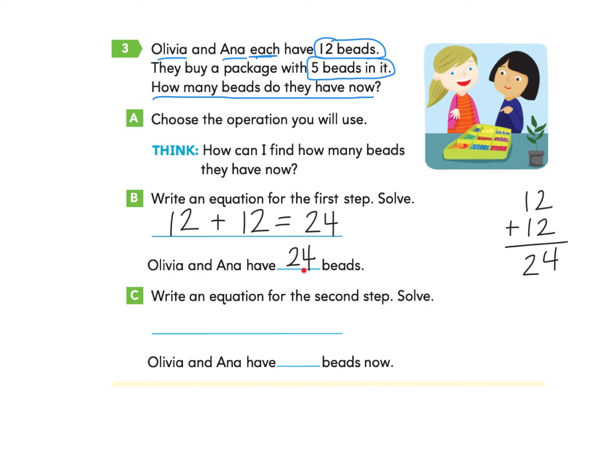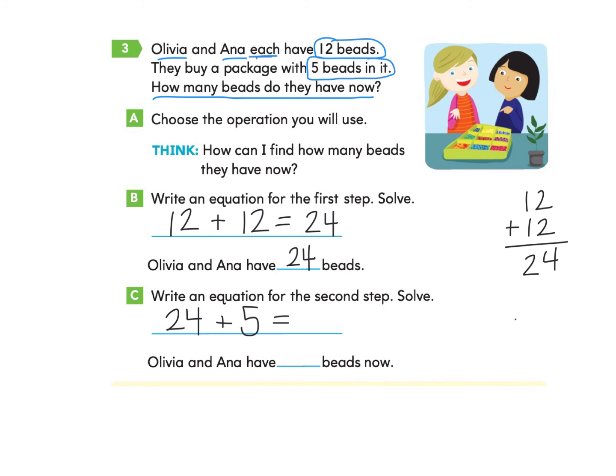So they have 24 beads, and then they buy a package with 5 beads in it. First, they have 24 beads together. Then they're adding how many more beads? 5 more beads that they purchased. So we're going to write 5 here. And now we need to find the total.